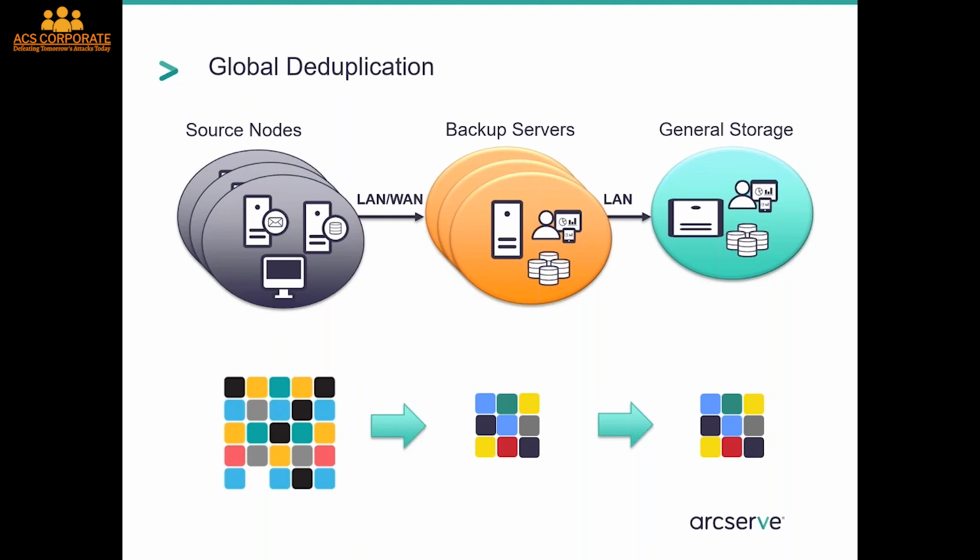And at the back end, you're still using that general storage, which is low cost, you know, nearline SAS or even NAS in smaller environments can be used as well. So the overall cost of the solution is significantly lower, and you're getting the benefit of global source-side dedupe, which is really going to reduce the amount of data that you're backing up overall.